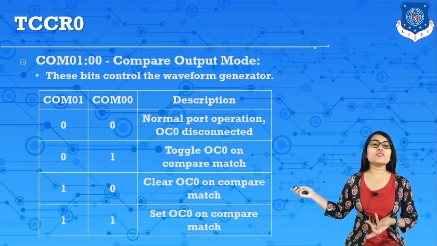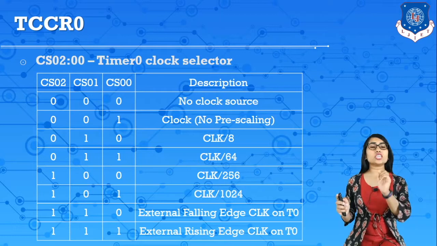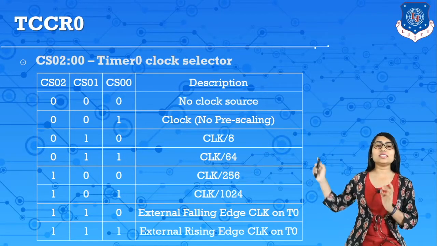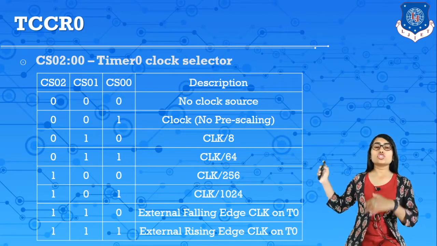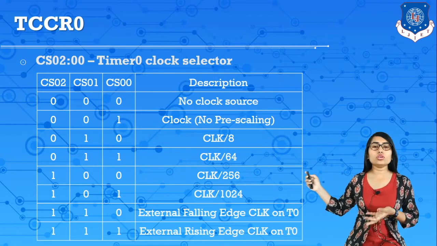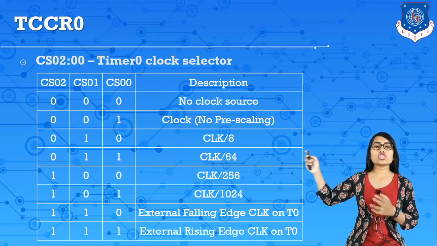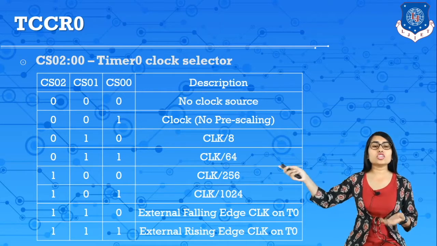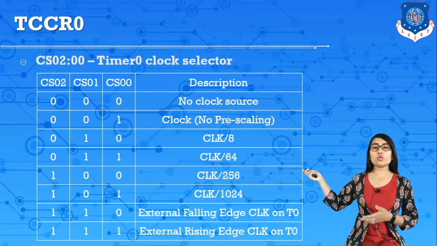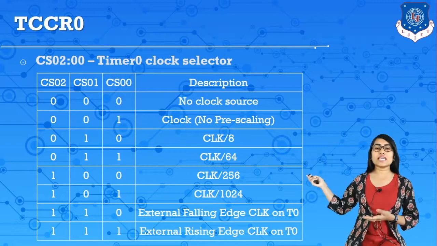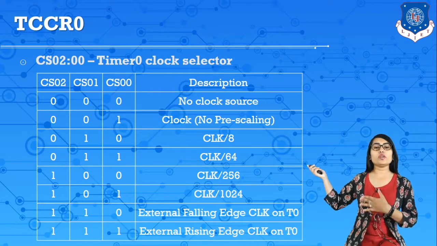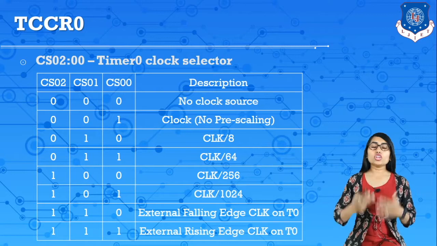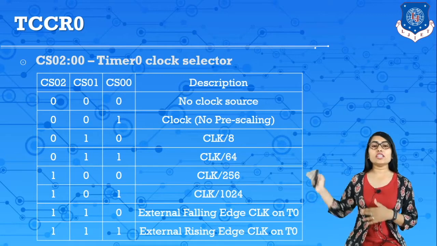Then next we have CS02, CS01, CS00. These are the timer 0 clock selectors. What kind of clock do we want to use? According to that, if all bits are 000, that means no clock. 001 means clock but no prescaling. Then 010, then clock/8. These are the prescalers, okay; that means the clock is already prescaled using this factor.